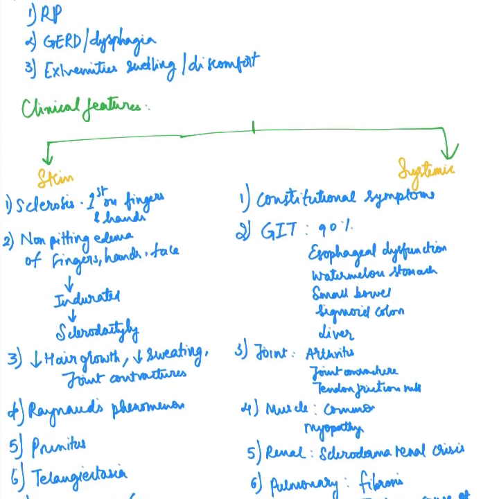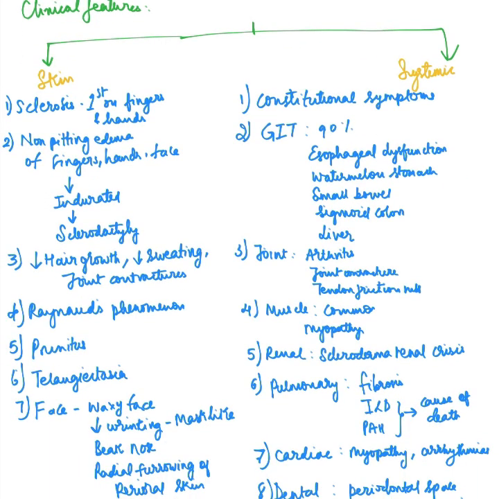Now coming to systemic features, first off, the constitutional symptoms, fatigue and weight loss are common, and this weight loss can be due to reduced appetite or because there is a difficulty in eating and dysphagia. Then coming to GI manifestations, they are seen in about 90% of the patients, and they result because of the fibrosis, and they can affect any site of GIT, and because of involvement of the esophagus, it can lead to esophageal dysmotility and dysphagia and GERD, and esophageal involvement is the most common.